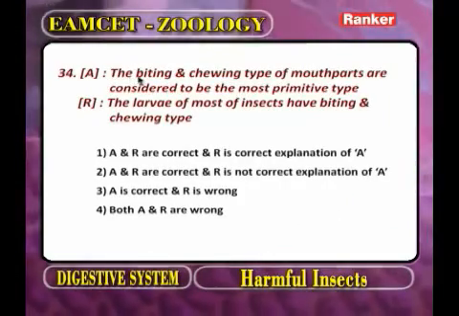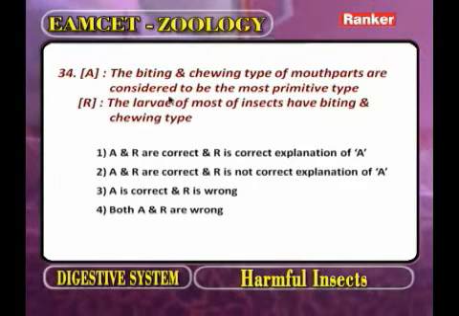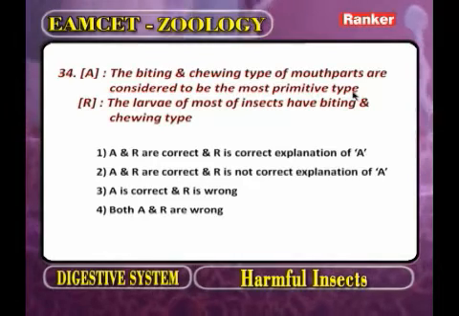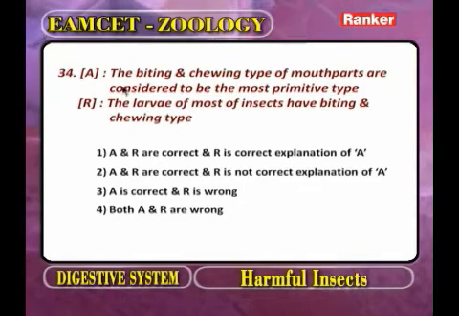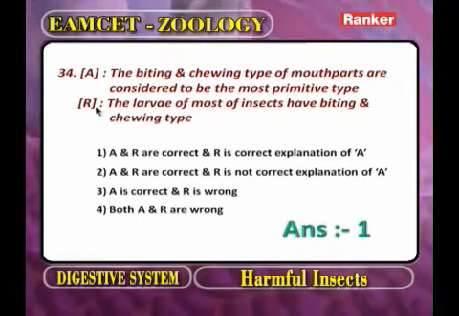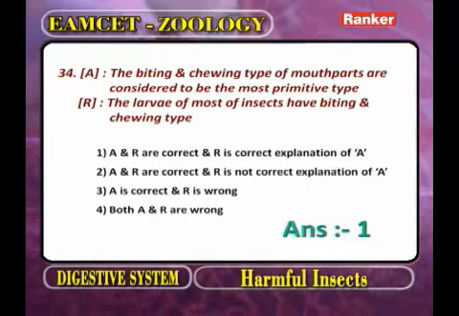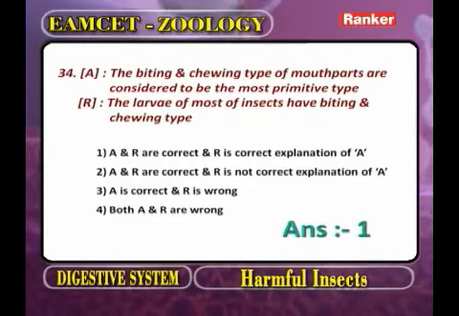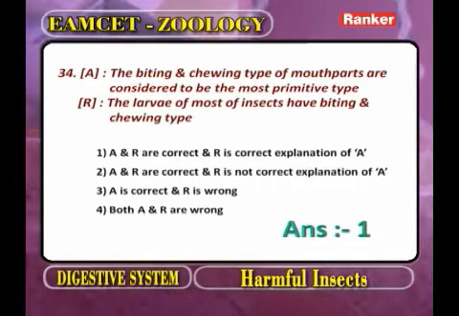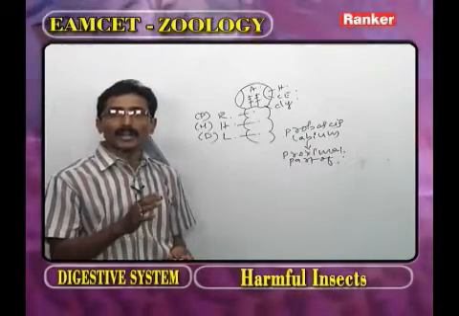Assertion: the biting and chewing type of mouth parts are considered to be the most primitive. Yes, here the assertion is correct, because in almost all insects, in the larval stage of the majority of insects, the biting and chewing type of mouth parts are present. So they are the most primitive. In the biting and chewing type of mouth parts, what are the prominent parts? The mandibles. Hence they are called mandibulate type.